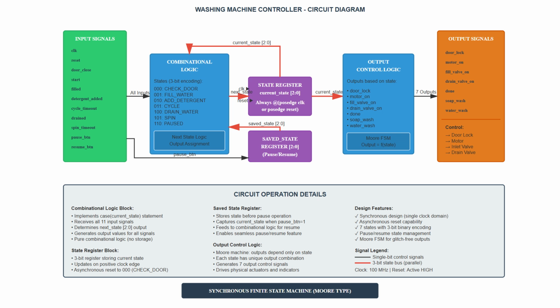Fourth, all outputs are controlled independently: motor, water inlet valve, drain valve, and door lock, providing precise control over each actuator. The system uses 3-bit state encoding, which efficiently represents all 7 states while leaving room for future expansion.